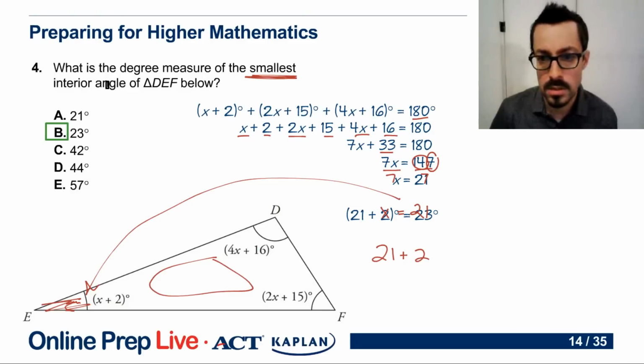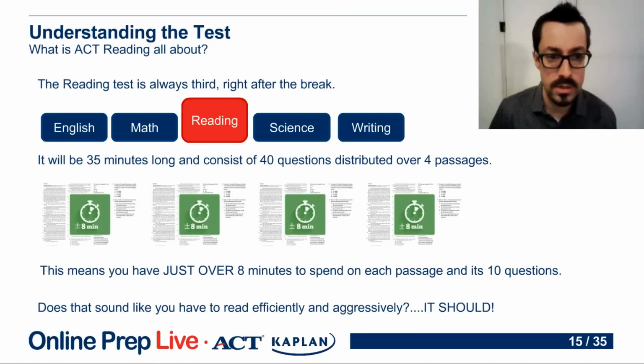Let's talk about a couple more things. The next thing I want to talk about is reading and how we deal with reading. So this is where we get passages. You can see on the screen they're telling us we're going to get 4 passages, and we have 35 minutes in which to do them. So that's going to be a little short, right?